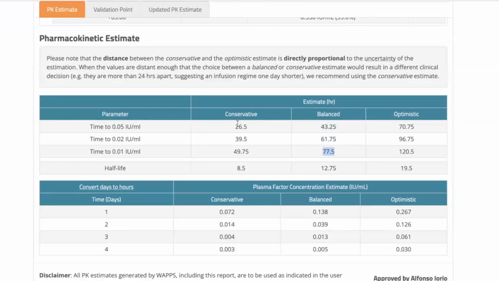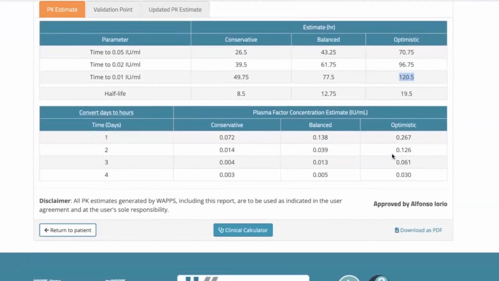And then you have the conservative and the optimistic estimate. And you see that if we consider, for example, 1%, this patient is likely getting to 1% after 77 hours. 77 hours is about 3 days, but it could be as short as 49 hours, 2 days, or as long as 126, this is 4.5 days. So this PK is not perfect. There's a lot of residual uncertainty. To help you build a treatment plan, the last table shows you the concentration after 1, 2, 3, 4 days.